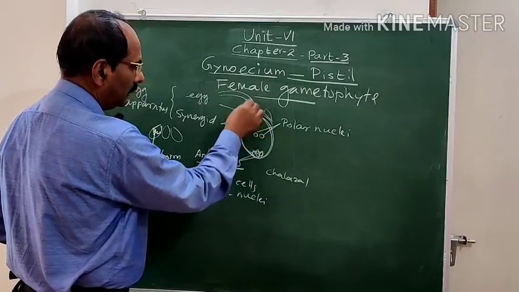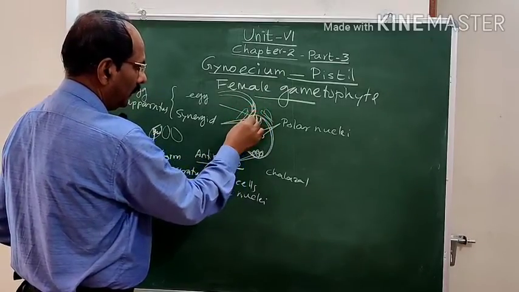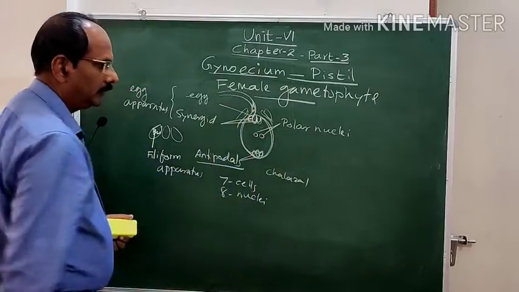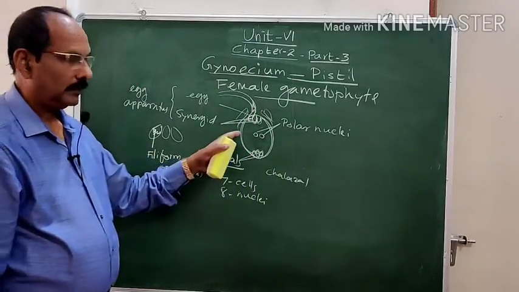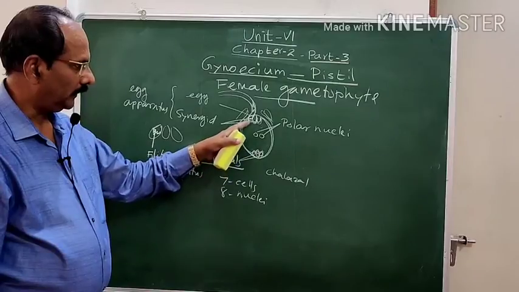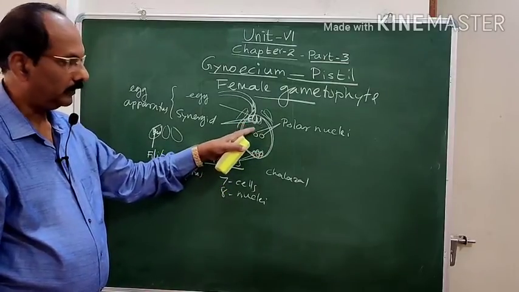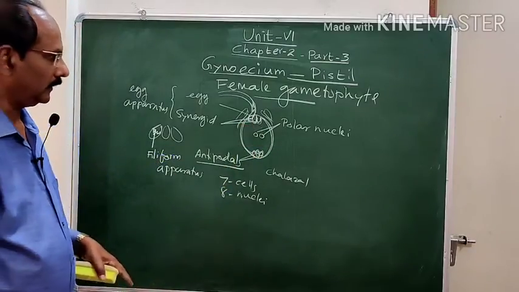The pollen tube coming inside contains two male gametes, and it will break, and the male gametes will be released in the ovule, in the egg or in the nucellus. Sorry, not in the nucellus. It is released in the embryo sac.